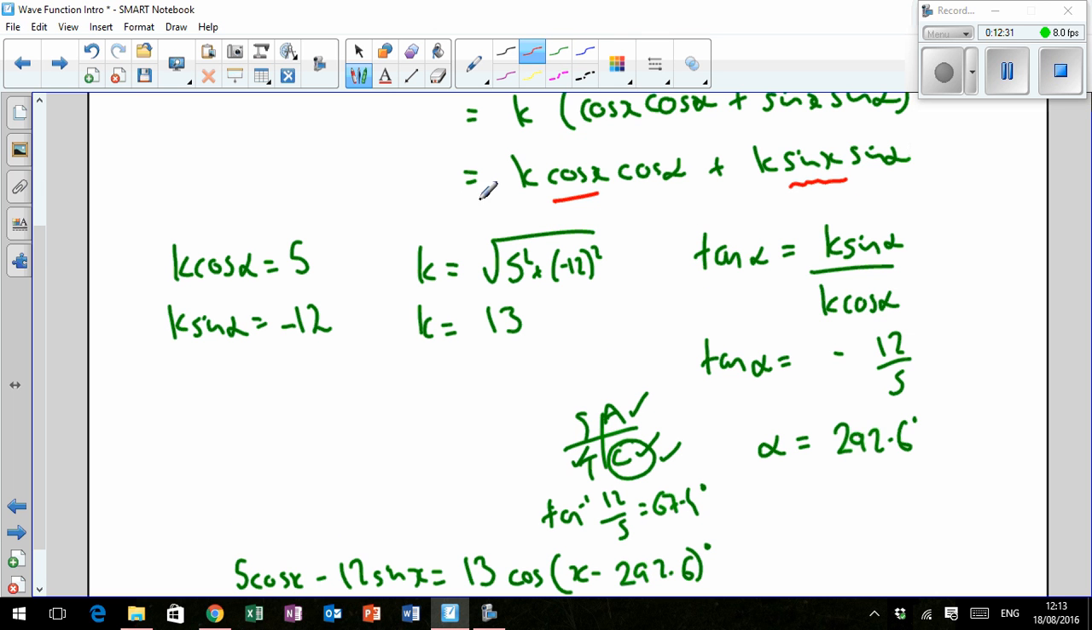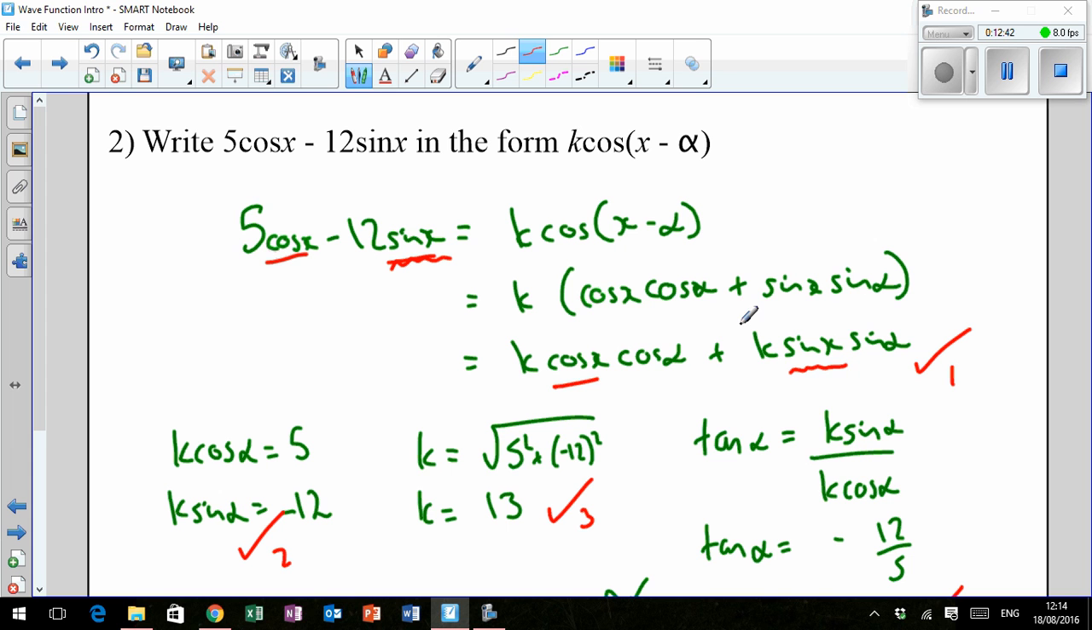Okay, let's just have a quick look at marks. It's not going to change this. 1 for the expansion, 1 for the equivalencies, 1 for k, 1 for alpha. Okay, perfect. Right, you'll get more practice of that in class.